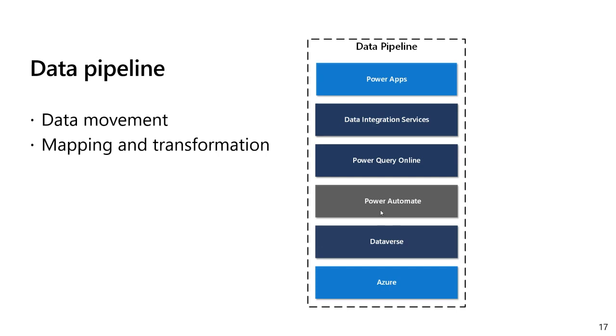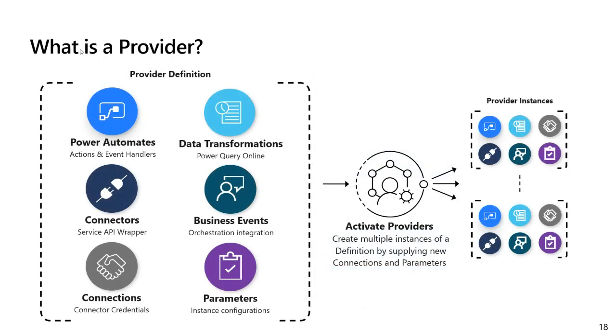So the connectors, and we'll talk more about that, is what is a provider. So a provider definition is essentially the Power Automates that enable the actions and the event handlers. These are connected to the connectors. So a connector on Power Automate gives us that API wrapper. So I might be calling a system through a simple HTTP post, for example, or I might be using an existing connector to an Oracle database or whatever it might be to communicate to that other system. So a connector does that job of calling those APIs on different systems.